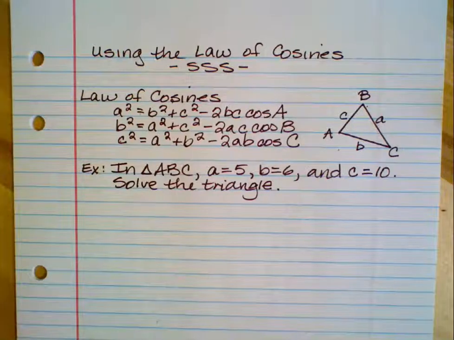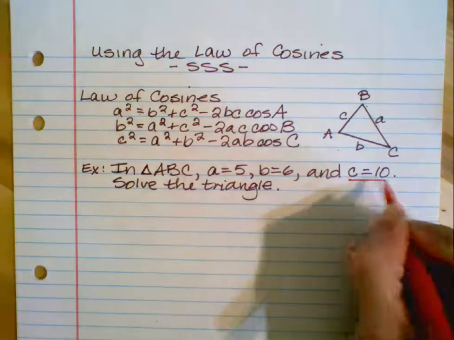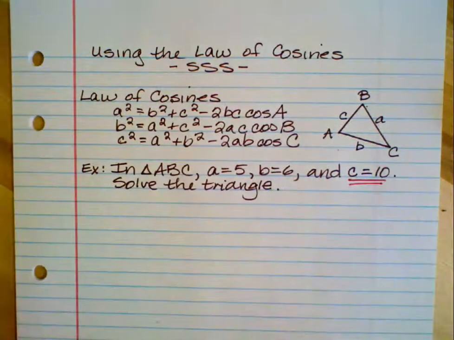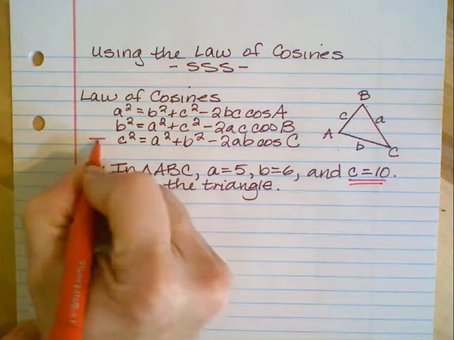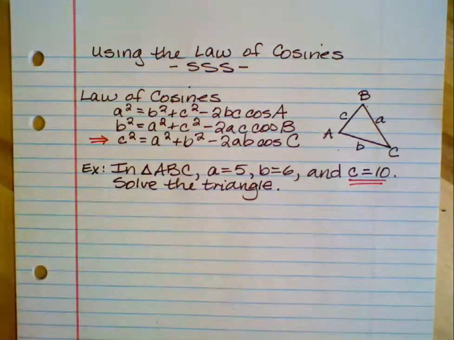Now, my advice when you're given three side lengths is to always start with the equation that corresponds to the side of the longest length. So in this case, C has the longest length with a length of 10, which means I'll want to start with the C squared equation in order to find the measure of angle C first.